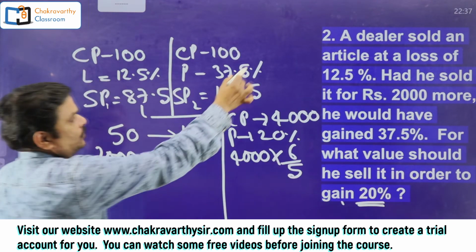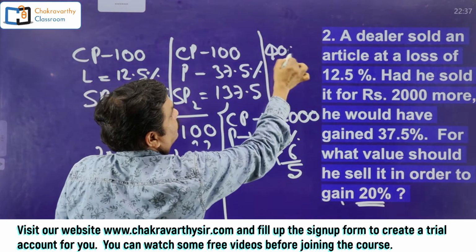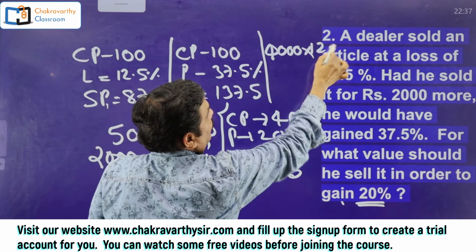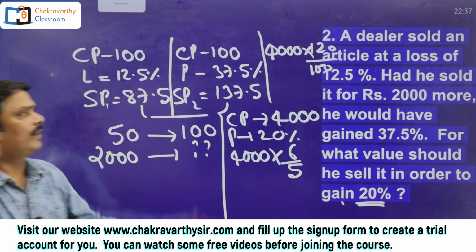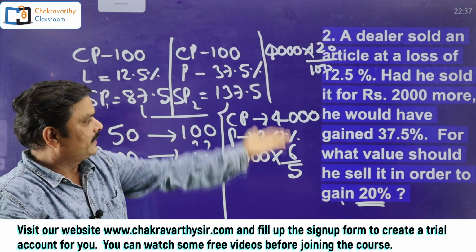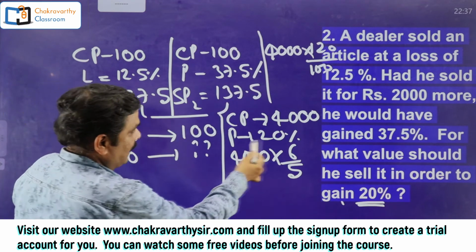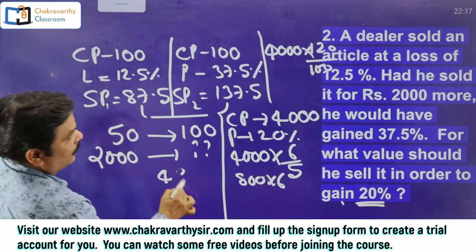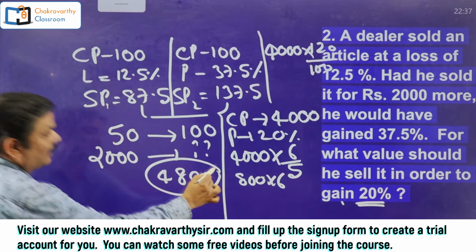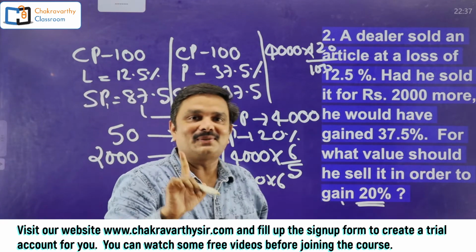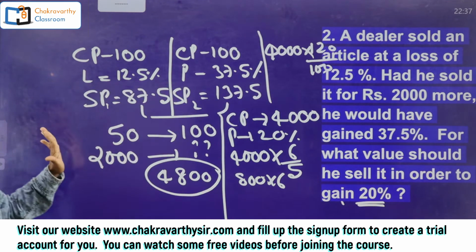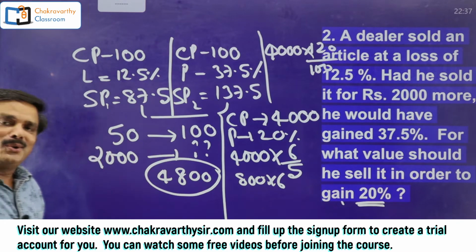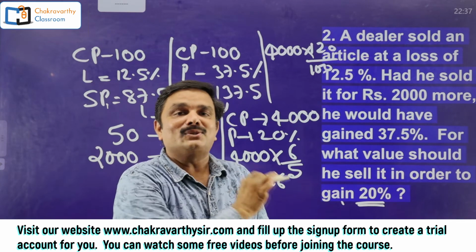Or else you can do it in this way also. Cost price is 4000 into profit is 20%, means into 120 by 100. Anyway, both are the same, 120 by 100 or 12 by 10 or 6 by 5. Everything is the same. So this is 800 into 6. So my final answer is 4800. Isn't it simple, students? This type of question can be done with this method very easily. If you follow this method, you can do any question, whatever it may be, based on this one.